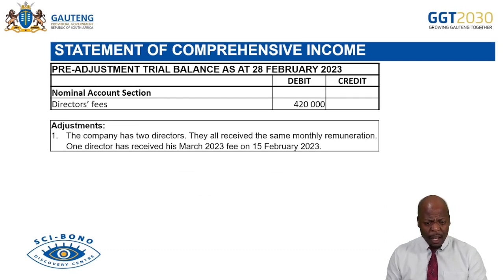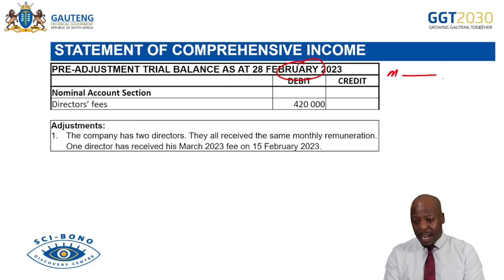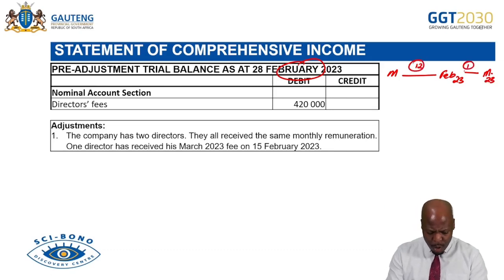What does this mean? If the financial year is ending in February, that means it began in March. Therefore, we should have paid our director's fees until February 2023. However, we have also paid it for the month of March 2023. That simply means we have paid for 12 months here and another month here. So we have paid our director's fees in advance for one of the directors.